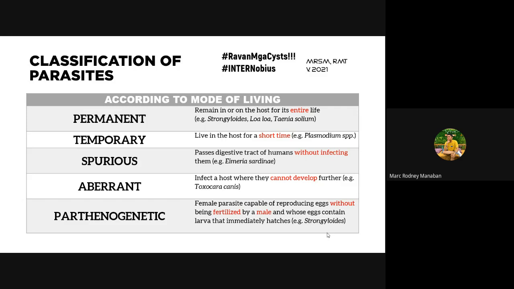Next you have parthenogenetic. Parthenogenetic is very unique in a way, because it usually refers to female parasites that can reproduce or produce offspring without the help of a male.